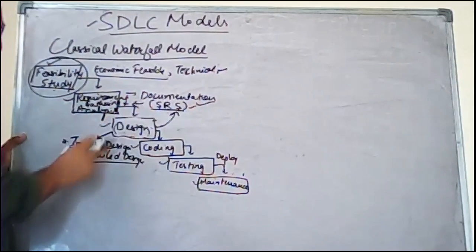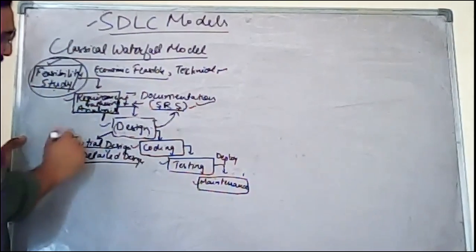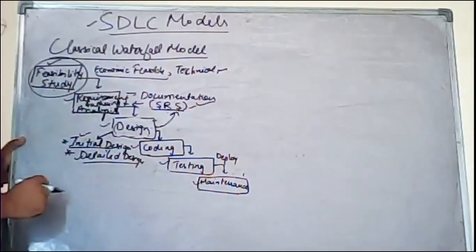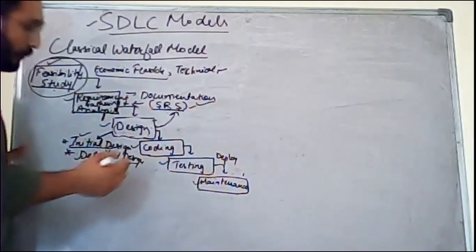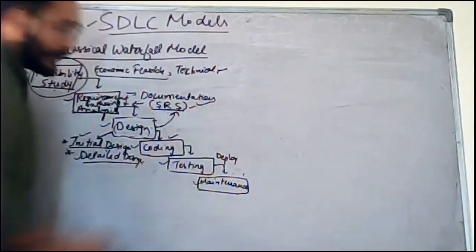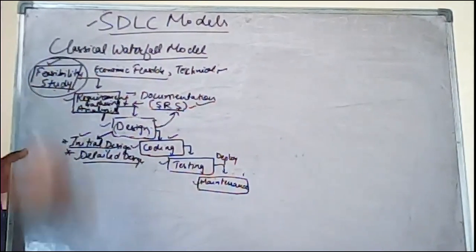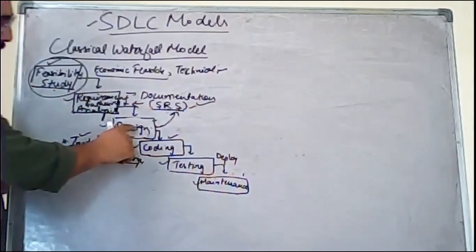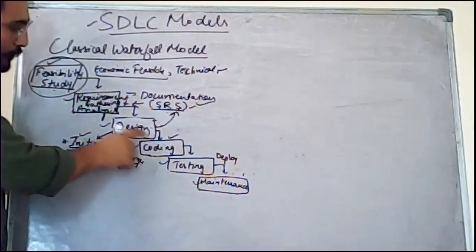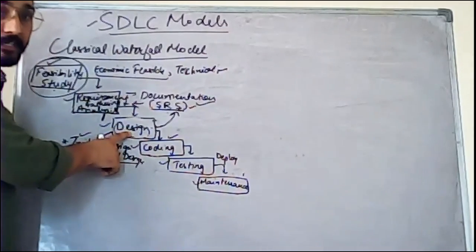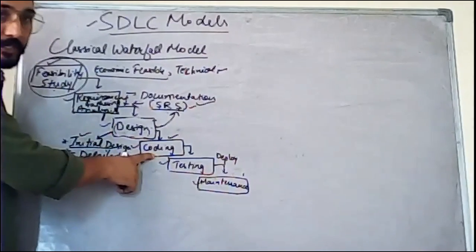I have told you that design is further categorized into two types: initial design and detailed design. Next, after completing the design, we will follow the next phase, that is coding, and coding should be done according to the design. Design is done according to SRS and coding is done according to your design. What type of design has been made, then go for implementation.